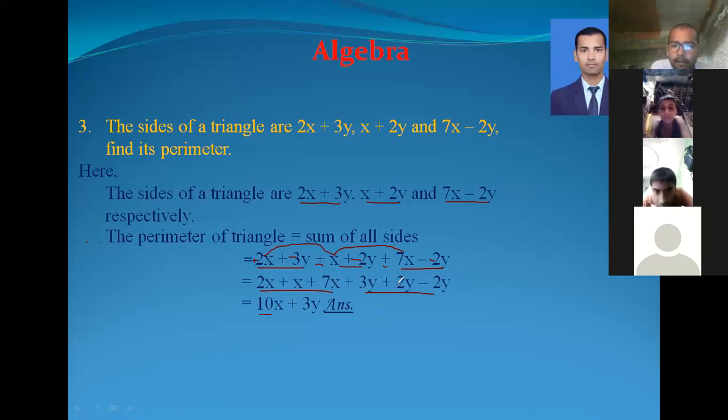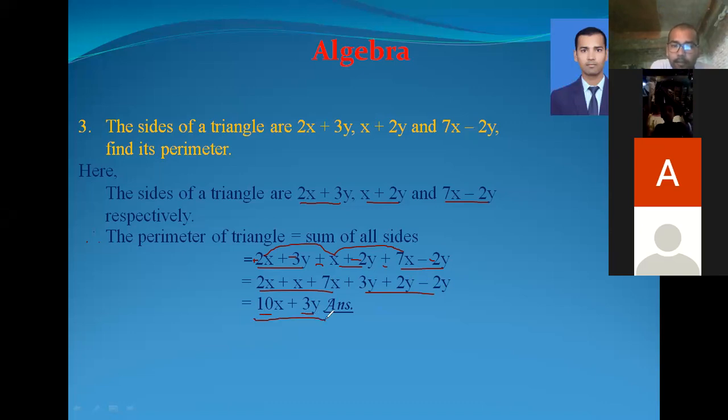And here 3y plus 2y, both are in plus, so we can add them. So 3y plus 2y is 5y, and minus 2y is equal to 3y. When 2y is subtracted, 2 is subtracted from 5, we got 3, so 3y here altogether. So the answer is 10x plus 3y.